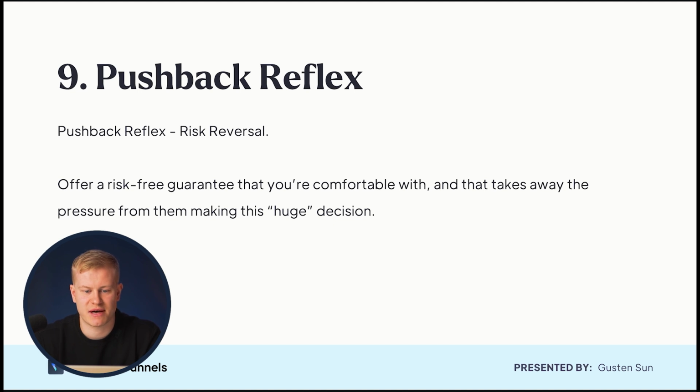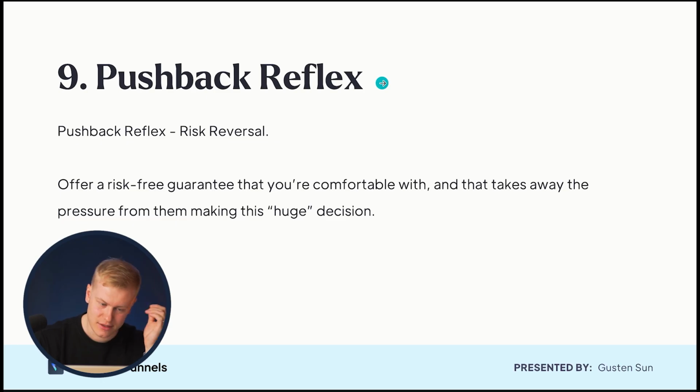Number 9 is pushback reflex. So this is risk reversal, where they say, all this sounds good, but I'm not sure if I'm good enough to implement it. I'm not sure if I can stay consistent. I'm not sure, right? It's scary to invest. And so now what you can do is offer a risk-free guarantee, kind of like what we do with Funnels.so.